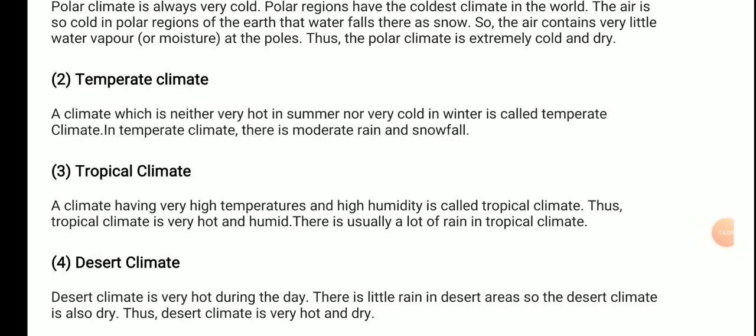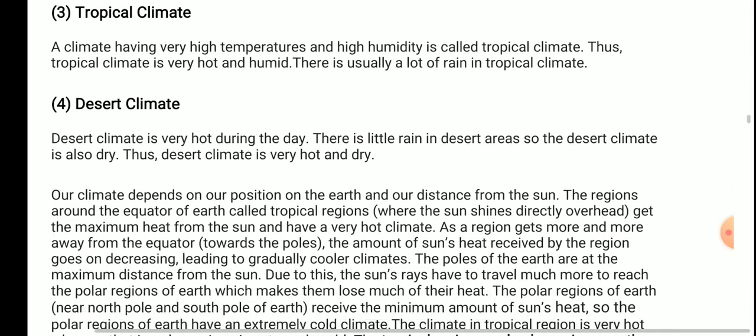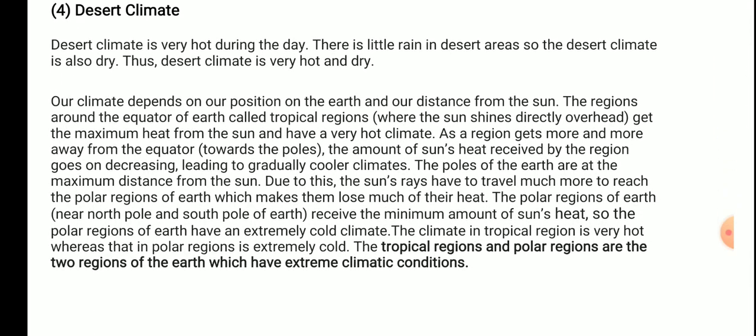Now why is there so much change in the climate on the earth's surface? Let's discuss. See, our climate depends on our position on the earth and our distance from the sun. Definitely, when we were discussing the weather, the more heat radiation from the sun comes, the higher the temperature will be. Okay, so that's why it says that our climate depends on our position on the earth and our distance from the sun.